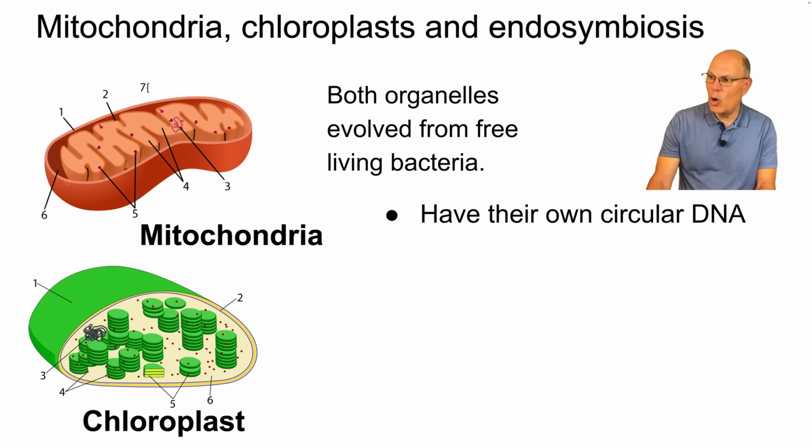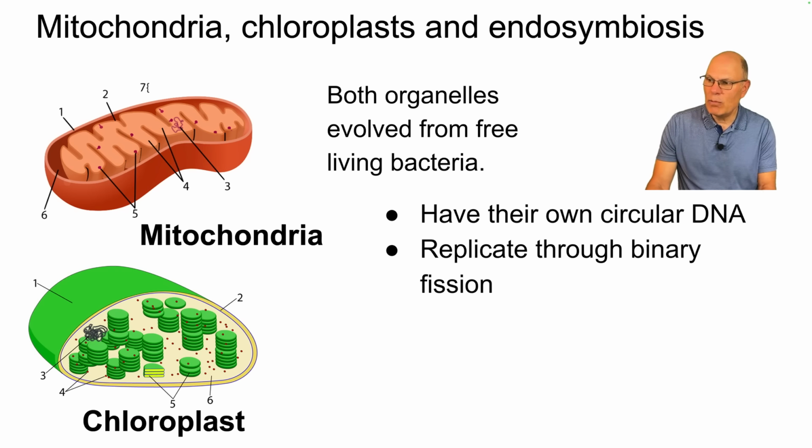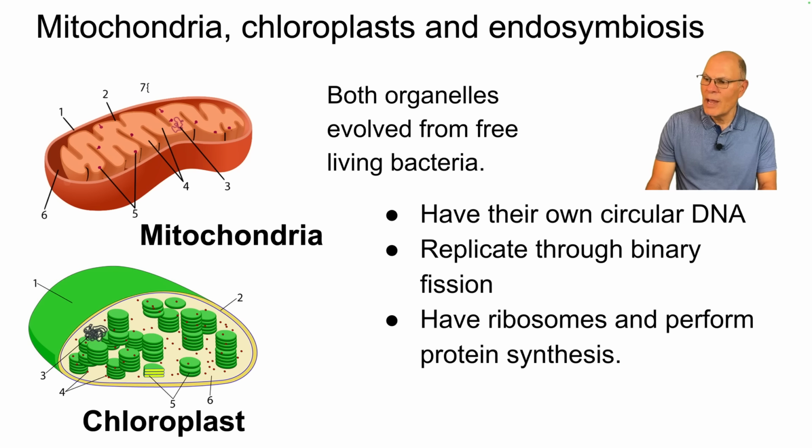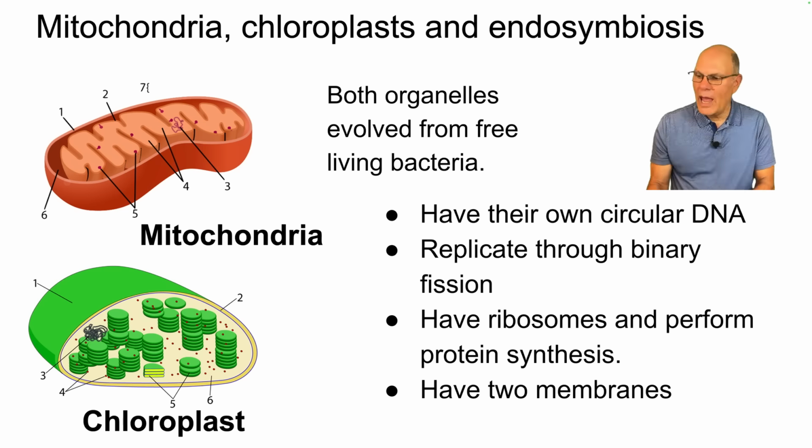Each of them has their own circular DNA. They replicate through binary fission. Those are both features that are found in bacteria. They have bacteria-like ribosomes, and they perform protein synthesis. They have two membranes, and the outer membrane is a vestige of the fact that they were at one point taken up by another cell.